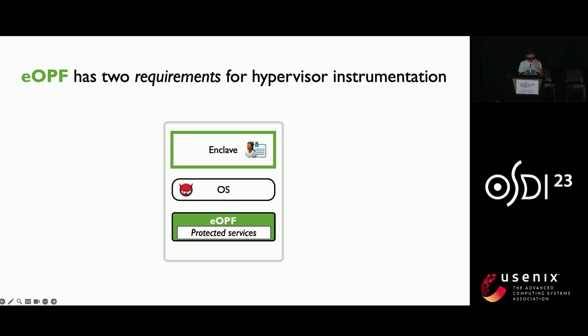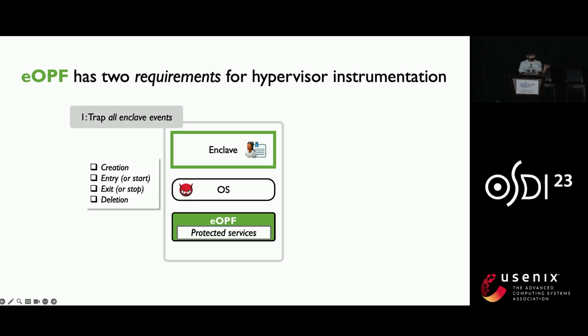To be able to instrument new features at the hypervisor level, there are two important requirements to fulfill. The first one, as I mentioned, is that we must be able to trap the relevant enclave events. Specifically, we should be able to trap all enclave events if we want to build a general enough framework. This means all events from when an enclave is created to when an enclave is deleted.